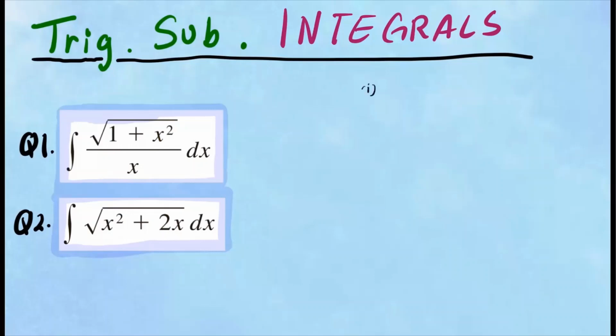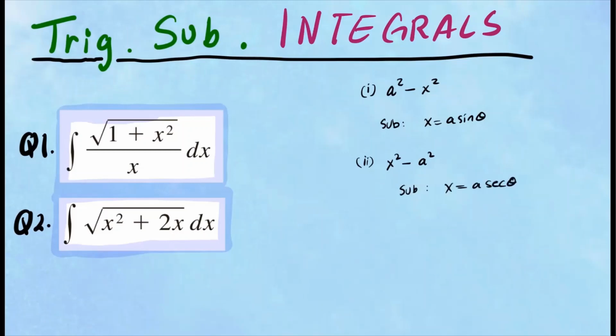Remember that if you have, let's say, a squared minus x squared, then you're going to use the substitution x equals a sine theta, and you carry on from that. Second form, if you have x squared minus a squared, in that case, we're going to be substituting x equals a secant theta.